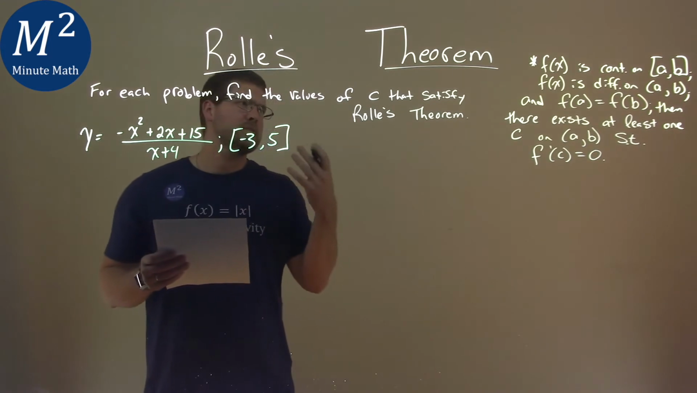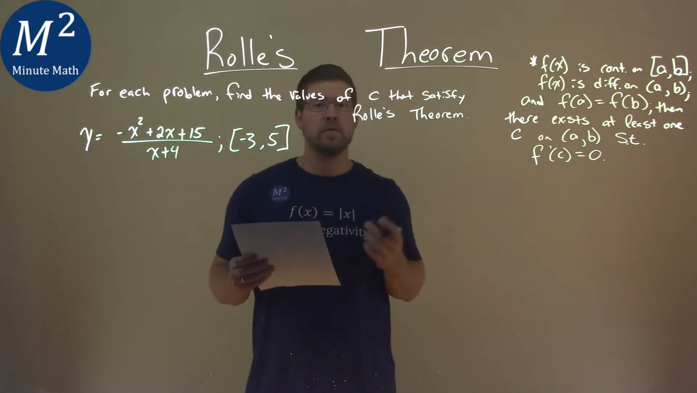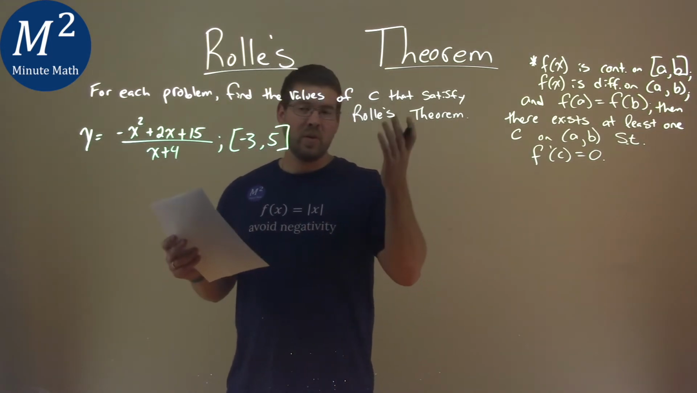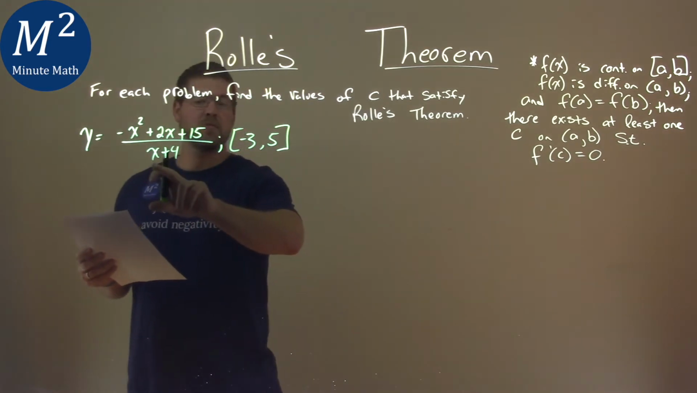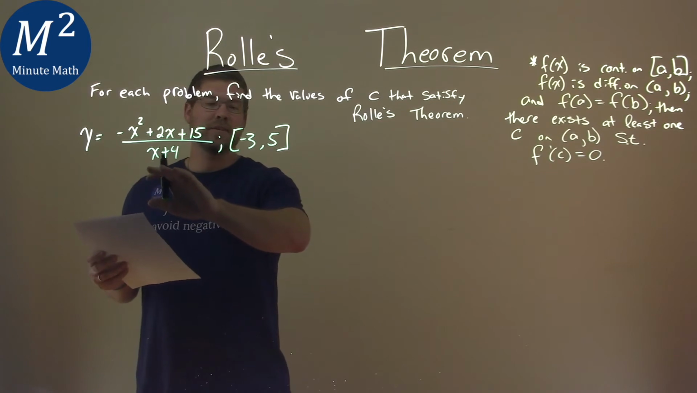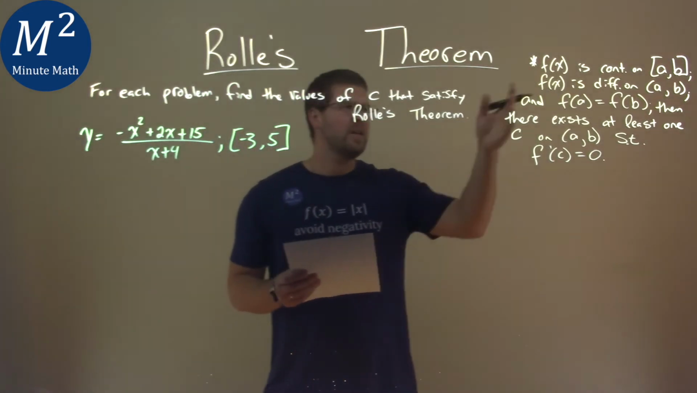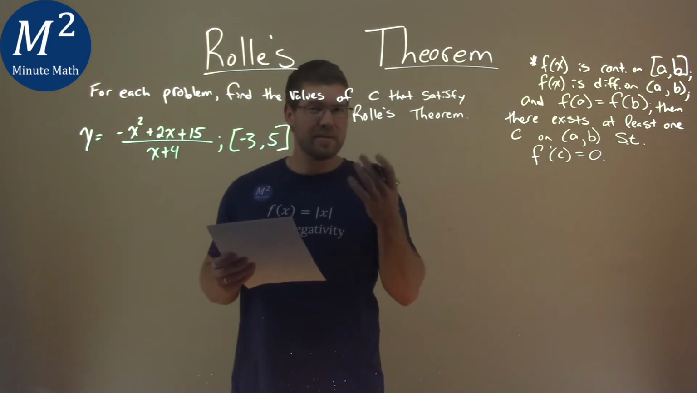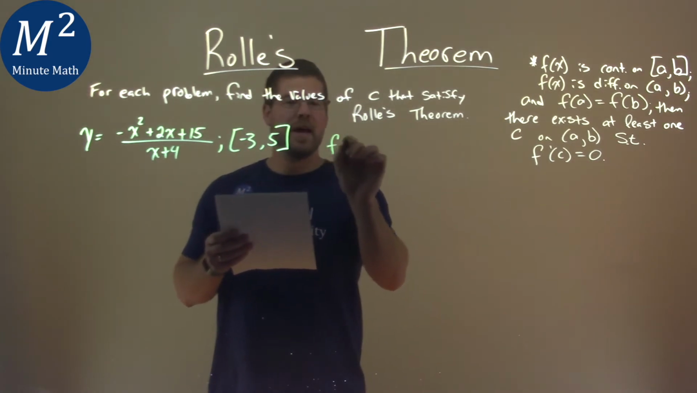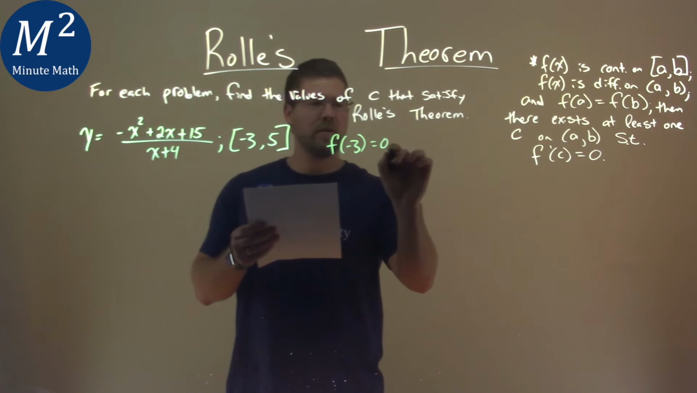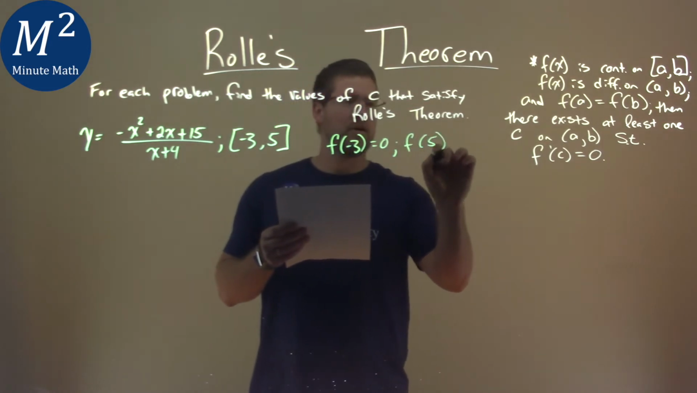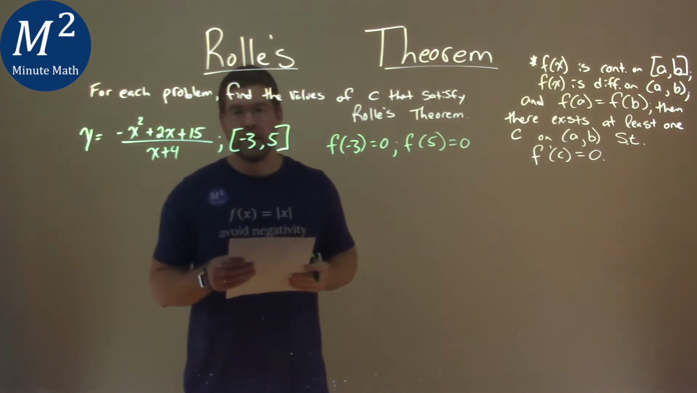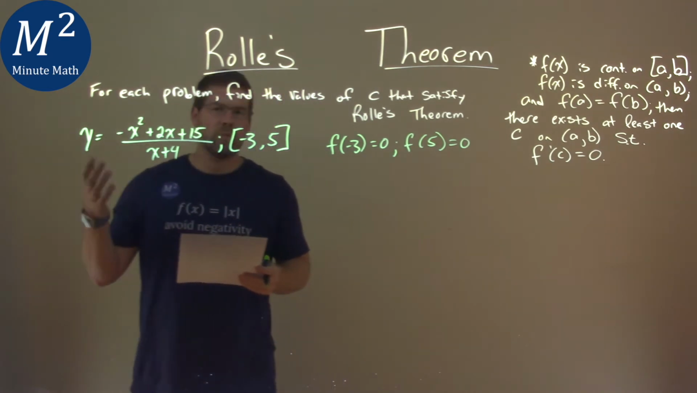Well, does our function satisfy Rolle's theorem? Is it continuous on a to b? And it is. The only issue we would have is when x equals negative 4, dividing by 0 in our denominator, but it's outside our interval. Same thing with differentiable, we're good there. Is f of a equal to f of b? Well, I found that for you, and f of negative 3 is equal to 0, and f of 5 is also equal to 0. So you're good there. So we now can apply Rolle's theorem.